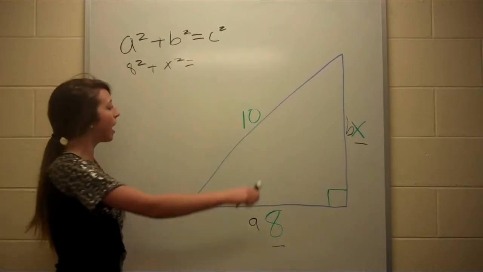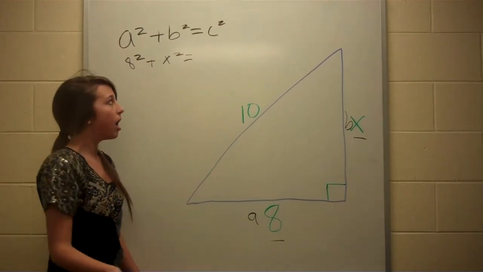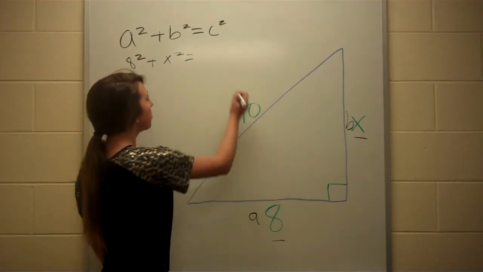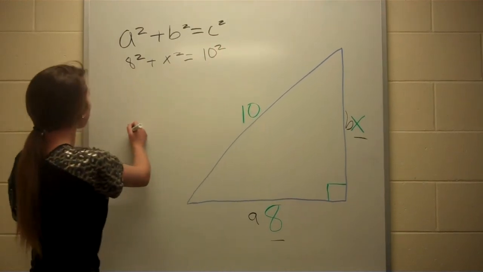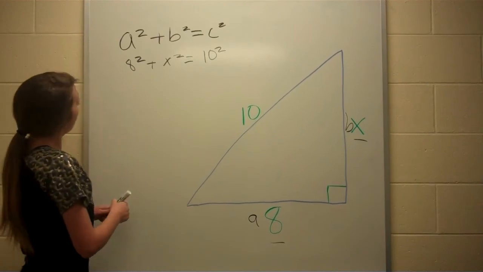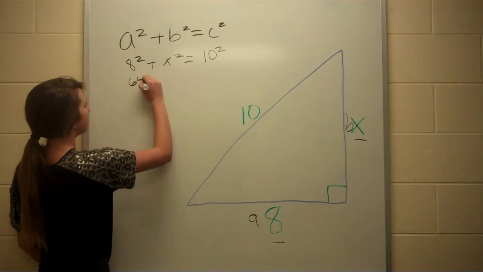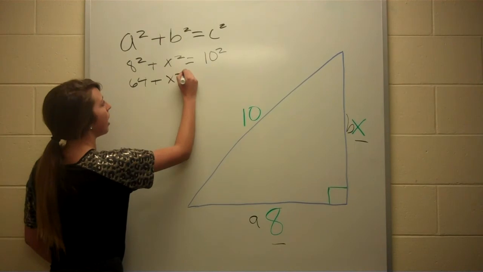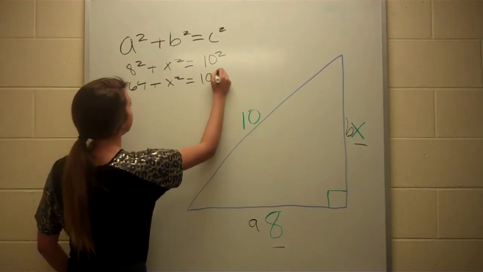And how we know that the 10 is c is because it is the longest side. And the longest side is called our hypotenuse. And that's what we would plug in for c. So we have 10 squared. So then we would plug into our calculator 8 squared, which would be 64, plus x squared. We would leave that alone for now, equals 10 squared, 100.